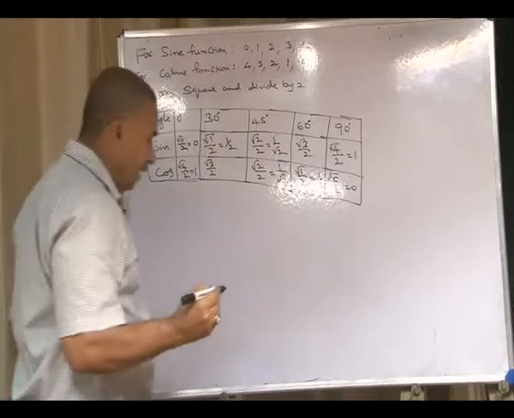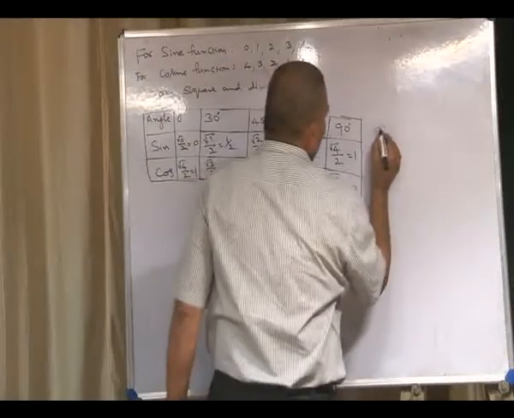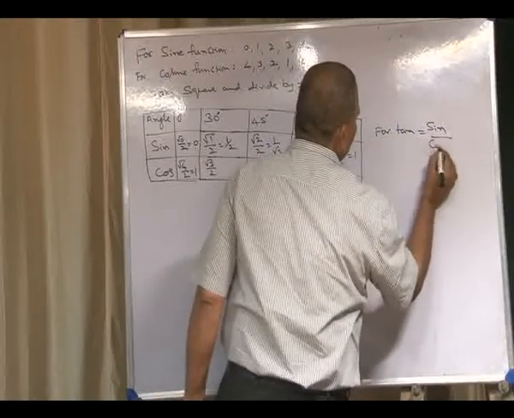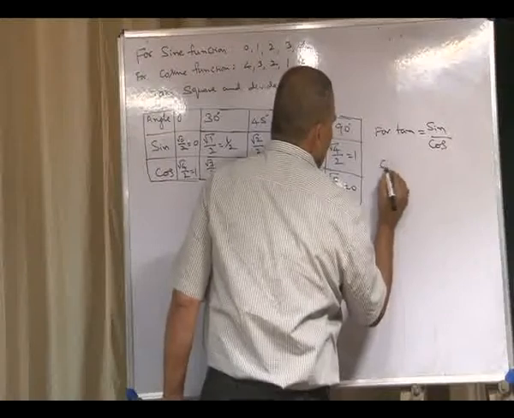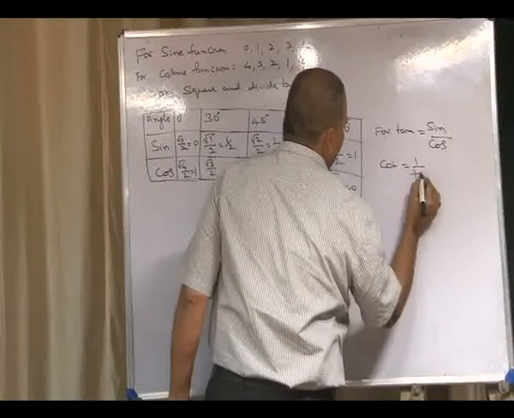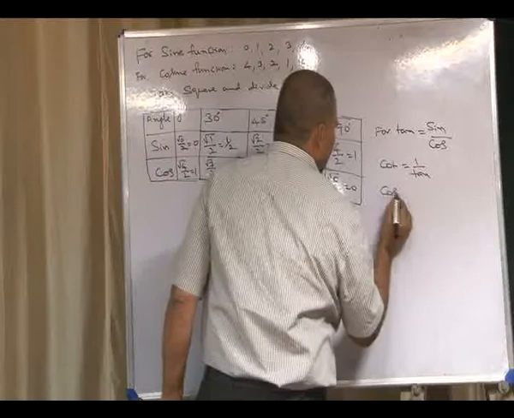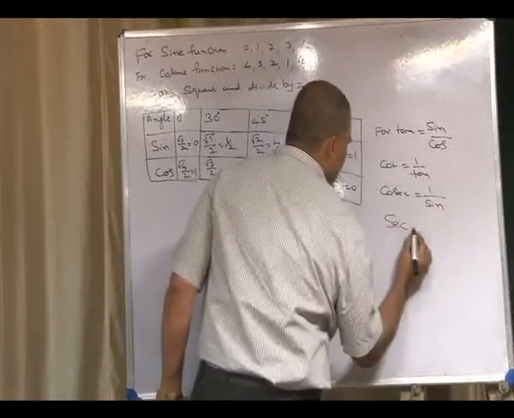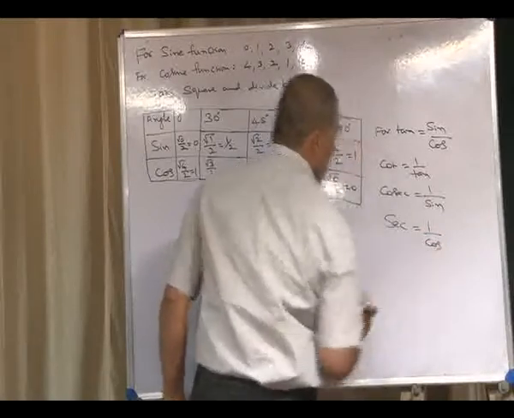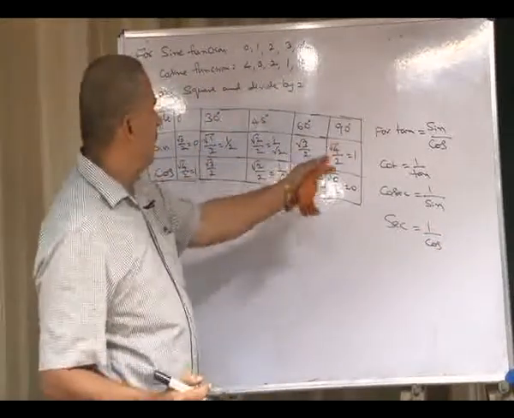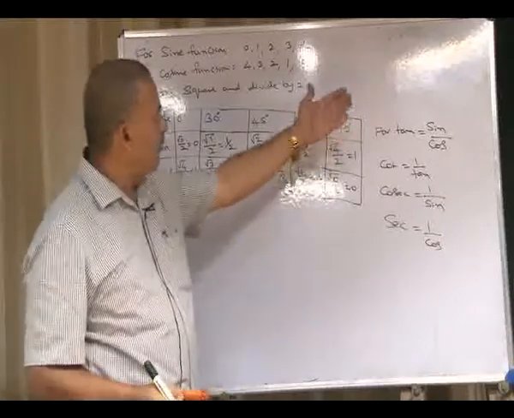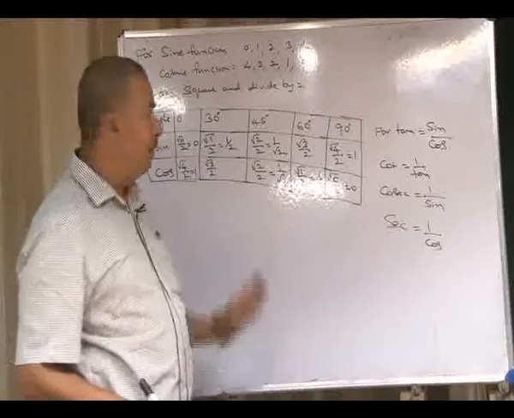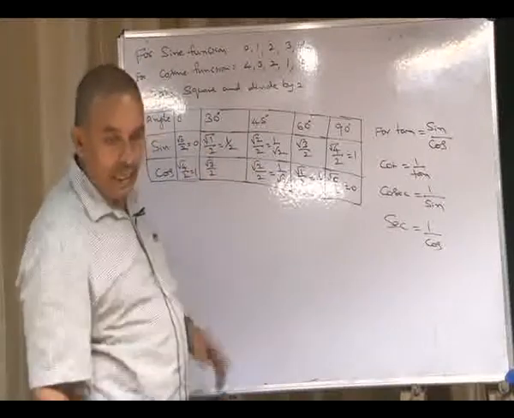Next, tan equals sine by cos. Cot equals 1 over tan. Cosecant equals 1 over sin. Secant equals 1 over cos. Apply that and we may find the trigonometrical ratios of tan, cot, cosecant, secant of 0, 30, 45, 60 and 90. Now I will take the problems on the standard angles.